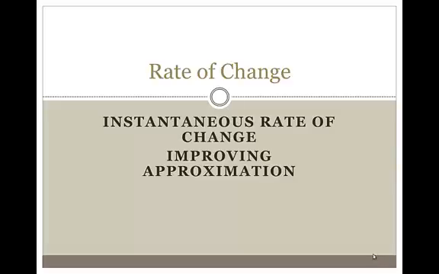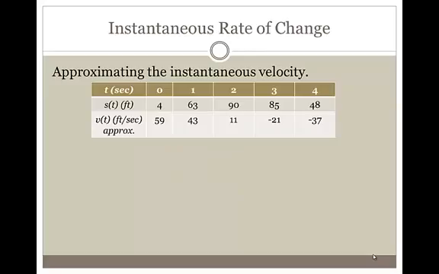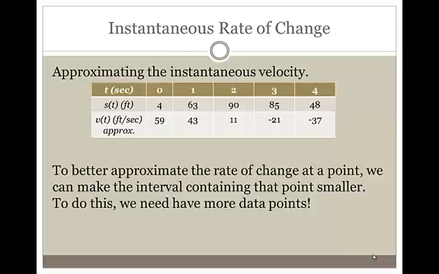We will now improve our approximation for the instantaneous rate of change. In the last video, we calculated approximations for the instantaneous velocity for each time t. The reason these were approximations was because we had to use a time interval to approximate the velocity at a particular time. To better approximate the rate of change at a point, we can make the interval containing the point smaller. But to do this, we have to have more data points.